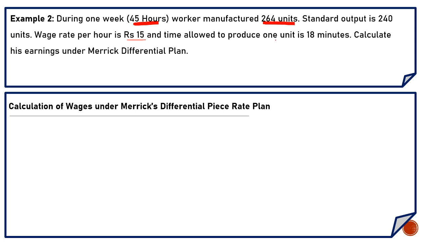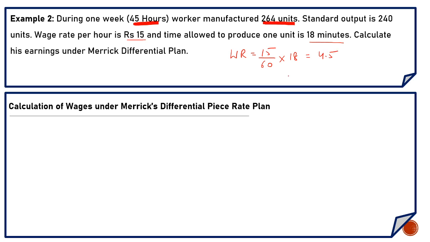Time allowed to produce 1 unit is 18 minutes. Now wage rate per hour is 15 rupees, and 1 hour consists of 60 minutes. So when we divide 15 by 60 minutes, then we get wage rate per minute, and here 18 minutes is given by the company to manufacture 1 unit. So wage rate per unit is 4.5 rupees.